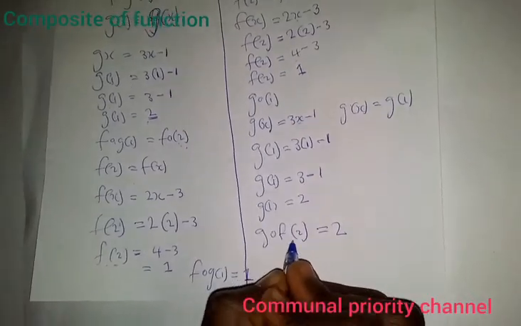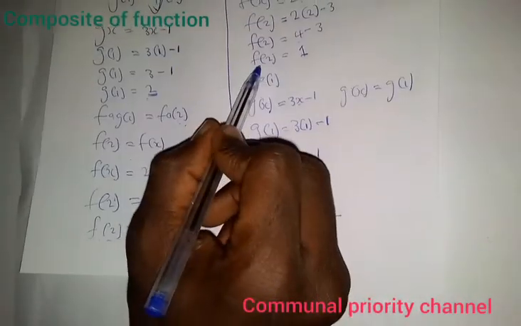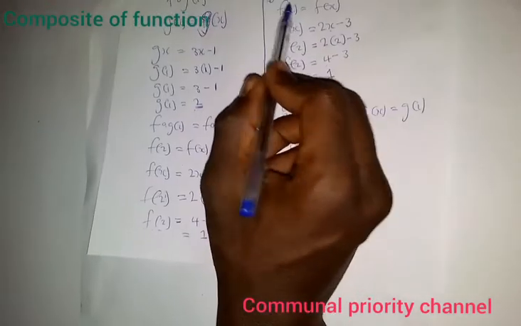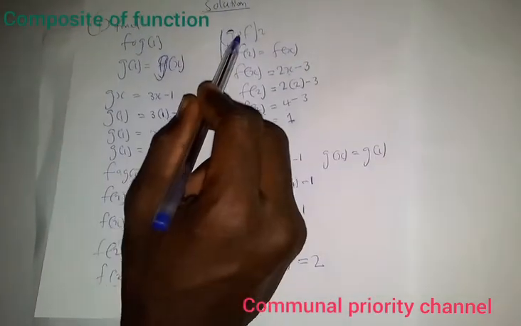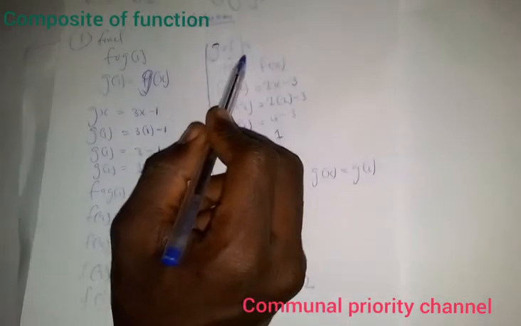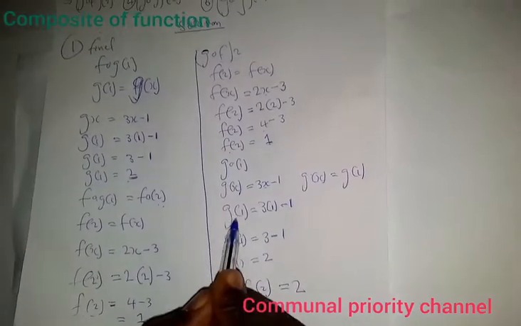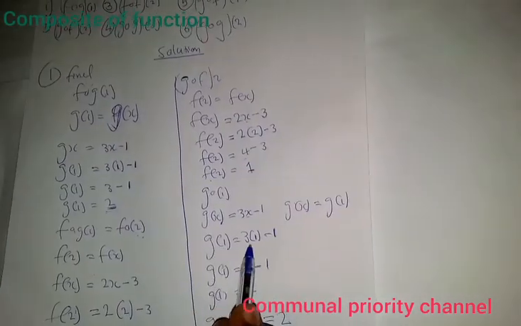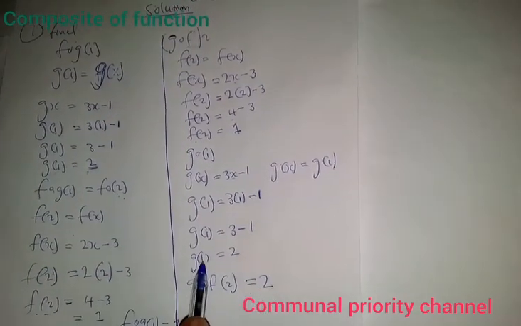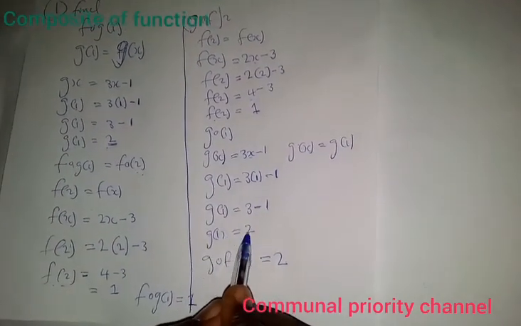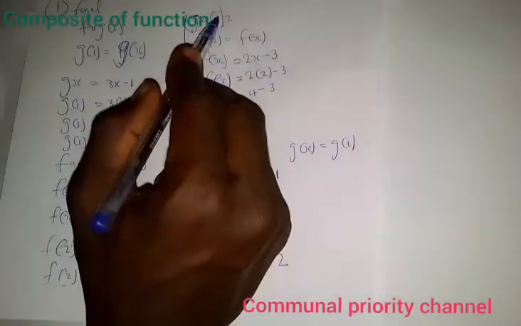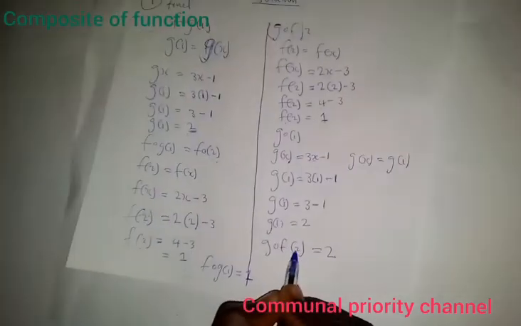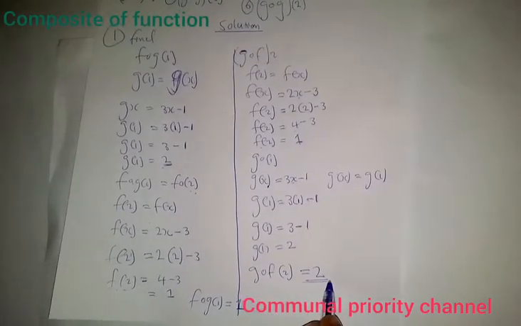Because this f of 2 is what we had here. We say our f of 2 is equal to 1. Therefore, since we know our f of 2 is equal to 1, this 1 will replace f of 2, as we did here, which is g of 1 instead of g of f of 2. Now our g of 1, we say our final answer is 2. Therefore, since our g of 1 is 2, our g of f of 2 will be equal to the final answer, which is 2.